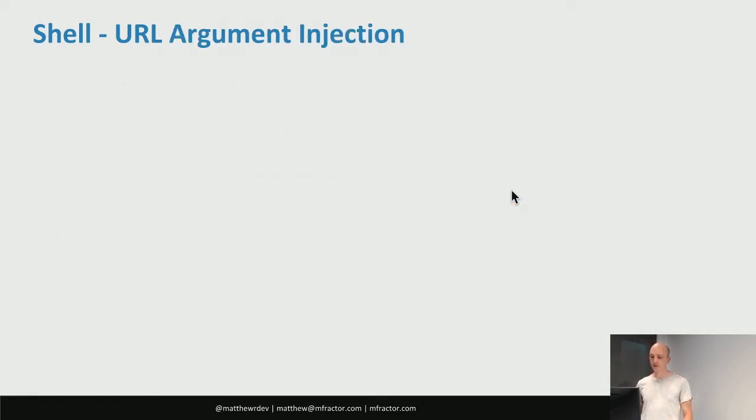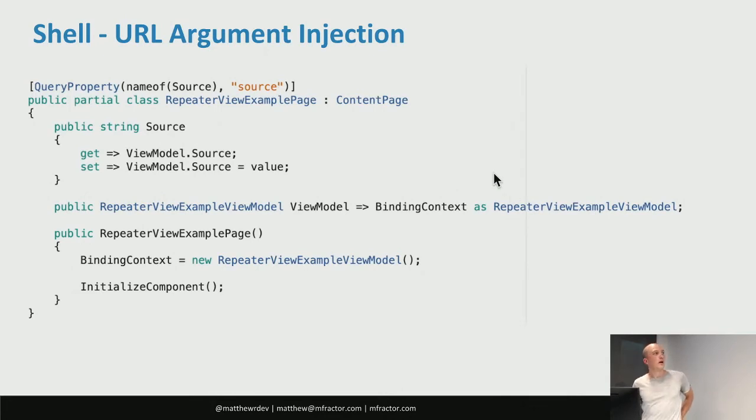Okay, so URL argument injection. On the previous slides, I defined a source equal to something. Using this query property attribute, I can declare that the source property maps to the source URL argument. And when I use go to async, Xamarin.Forms will unwrap that, deserialize it, and then automatically apply it onto my page. It's also supported for view models, so the binding context. I could use these same query properties on my repeater example view model, and they'll just get applied automatically when the app starts.